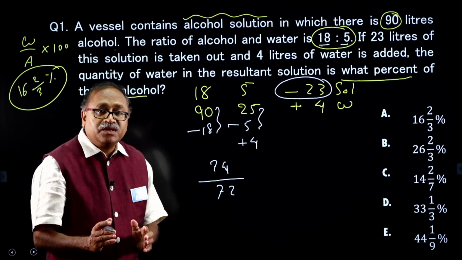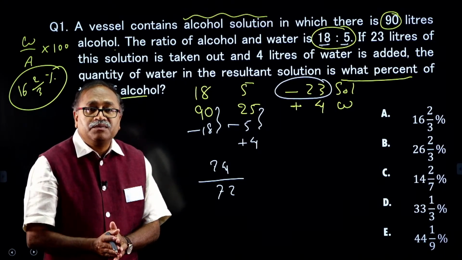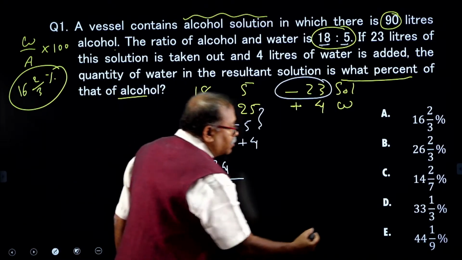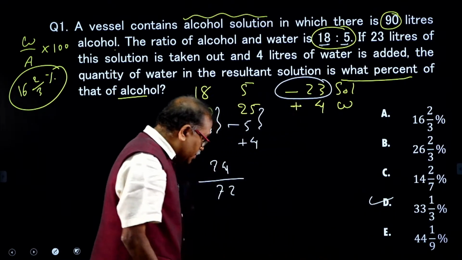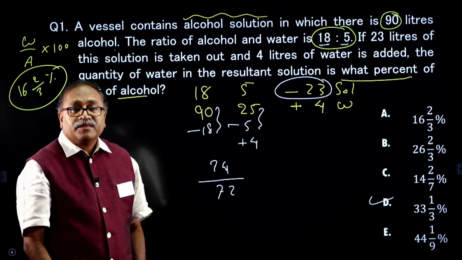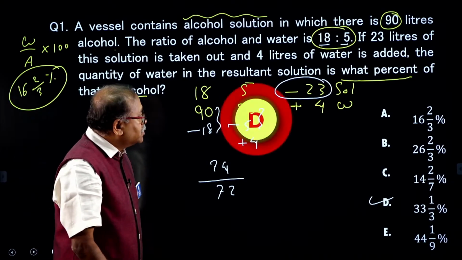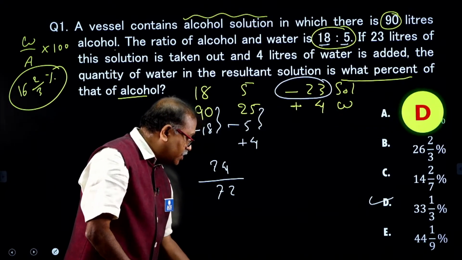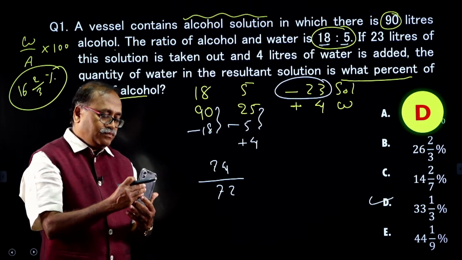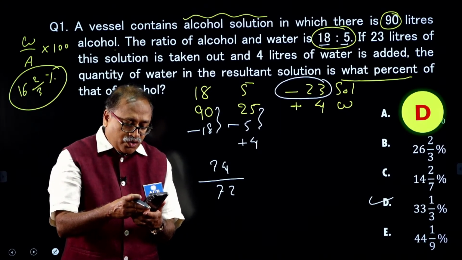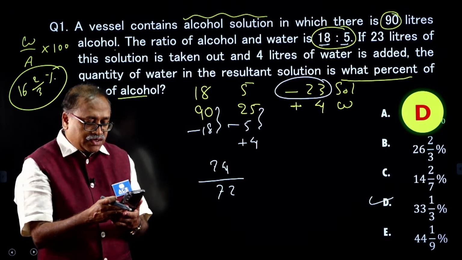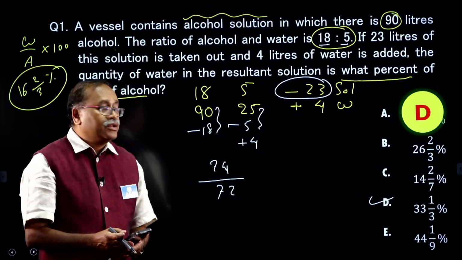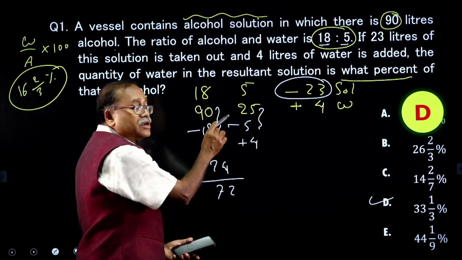Is it 1 by 3? 1 by 3 is 33.33%. Is that option there anywhere? Yes, option D. That is done, so option D is your answer. Oh, that is right, Chinna Rakesh, option D. Hope you are understanding this one.